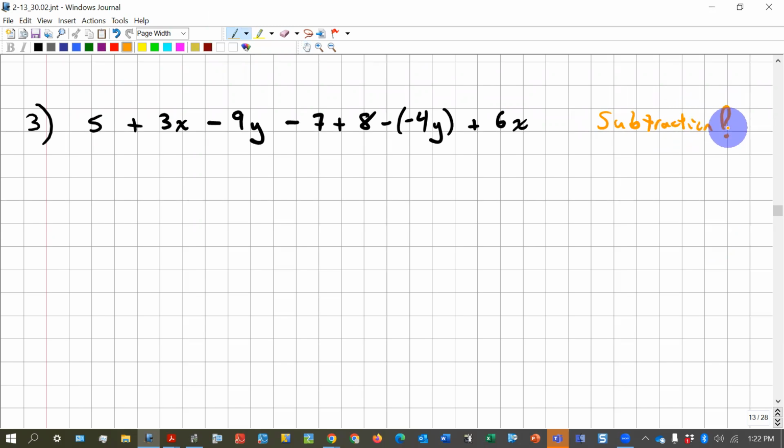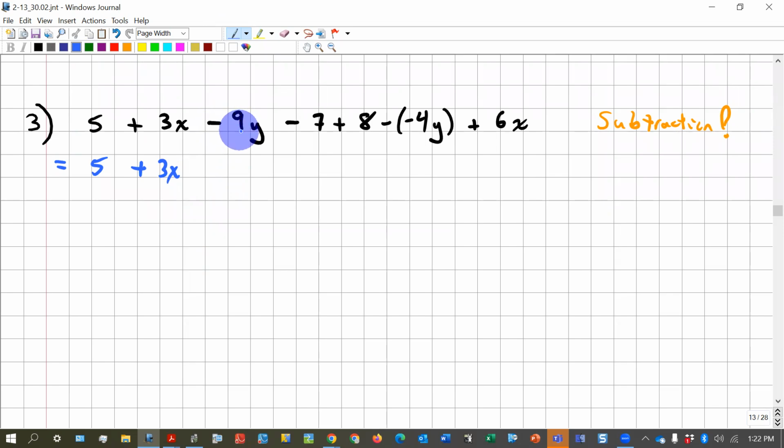We do have some multiplication, but again, it's always a number times a variable. We can't actually do that multiplication. We don't have any numbers times numbers, and we don't have any variables times variables. But we do have subtraction. So again, we're going to change every subtraction into adding the opposite.